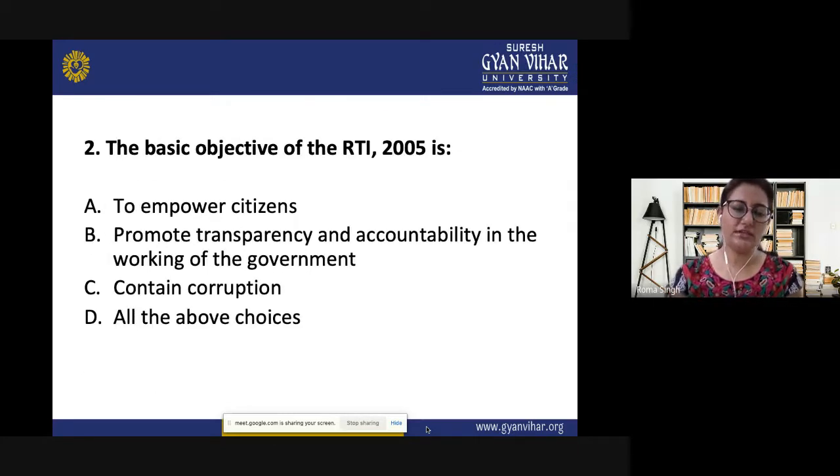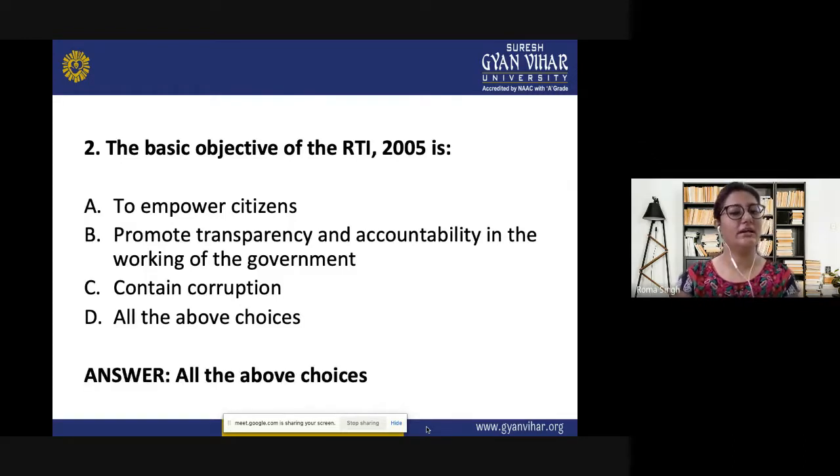The next question is, the basic objective of the RTI 2005 is? The options are to empower citizens, to promote transparency and accountability in the working of the government, to contain corruption, or all the above choices. As we have discussed, what are the objectives of RTI 2005? We can make out that the first three options are correct, and these are the basic objectives of RTI. So all the above choices is the correct answer.